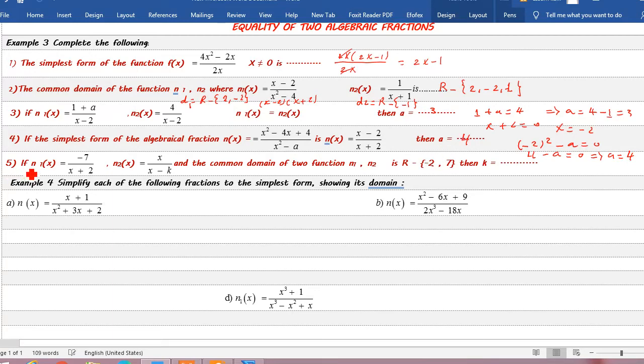Number 5. If n1(x) equals negative 7 over x plus 2, n2(x) equals x over x minus k, and the common domain of the two functions n1 and n2 is R difference {negative 2, 7}, what is the value of k? First, make the denominator equal 0, then x equals negative 2, so we write negative 2. And x minus k equals 0, then x equals k. What is the value of x? x equals 7.